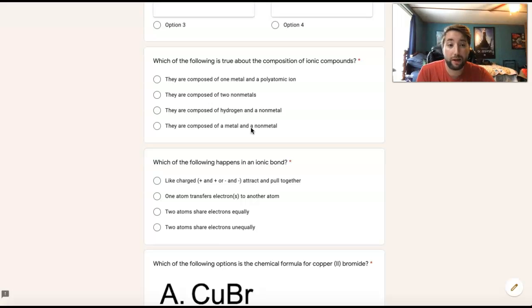Ionic compounds are composed of one metal and one nonmetal. The metal is going to lose electrons, and the nonmetal is going to gain those electrons. So it's one element giving up electrons, the other taking them in. Let's see if any of these sound true. They're composed of one metal and one polyatomic ion. No, we don't really know what polyatomic ions are yet. We'll get there. They're composed of two nonmetals. No. They're composed of hydrogen and a nonmetal. No. They're composed of a metal and a nonmetal. So it's going to be this one.